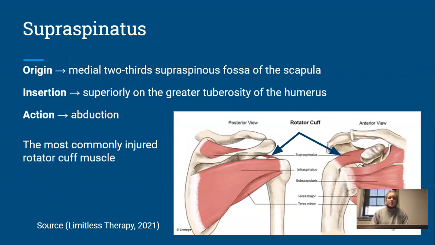The main muscle action of this muscle is abduction. It also is the most common muscle that is injured within the rotator cuff. Next will be the infraspinatus.